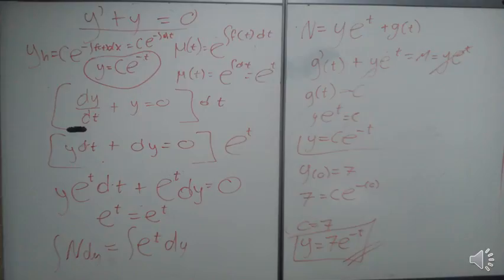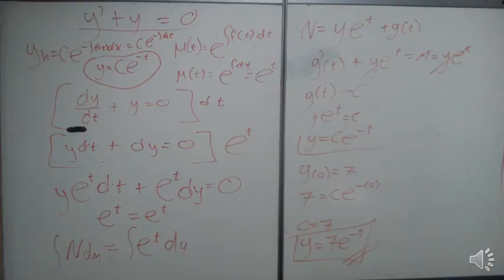To prove that with another method, the integrating factor should be e to the power of the integral of f of t dt. If we do that, the integrating factor for this differential equation is e to the power of t. So we have our differential equation dy over dt plus y equals 0. We multiply all that by dt, so we have now y dt plus dy equals 0.